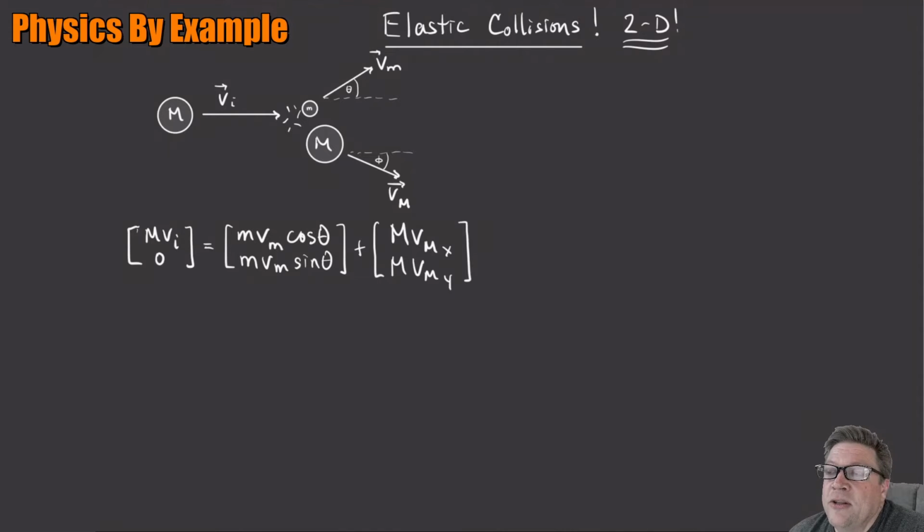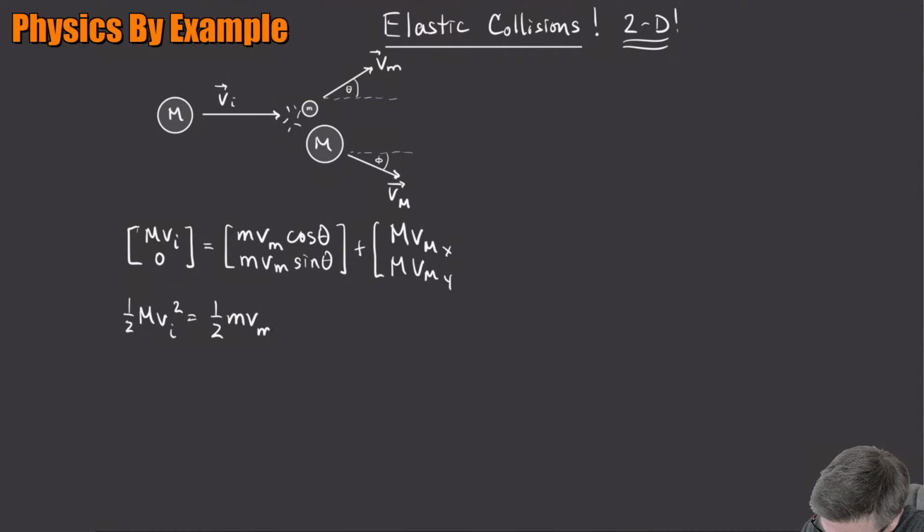What's one other equation that we're going to use? These are elastic collisions, right? So not only is momentum conserved in each direction, but kinetic energy is conserved. So let's write down kinetic energy. That's going to be 1/2 big M VI squared, and that's going to be 1/2 little m VM squared plus 1/2 big M VM squared. Okay, neat.